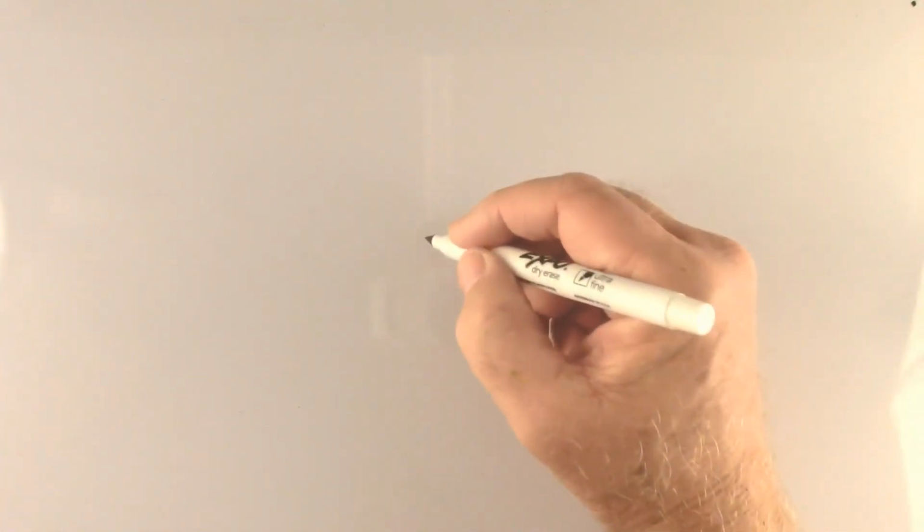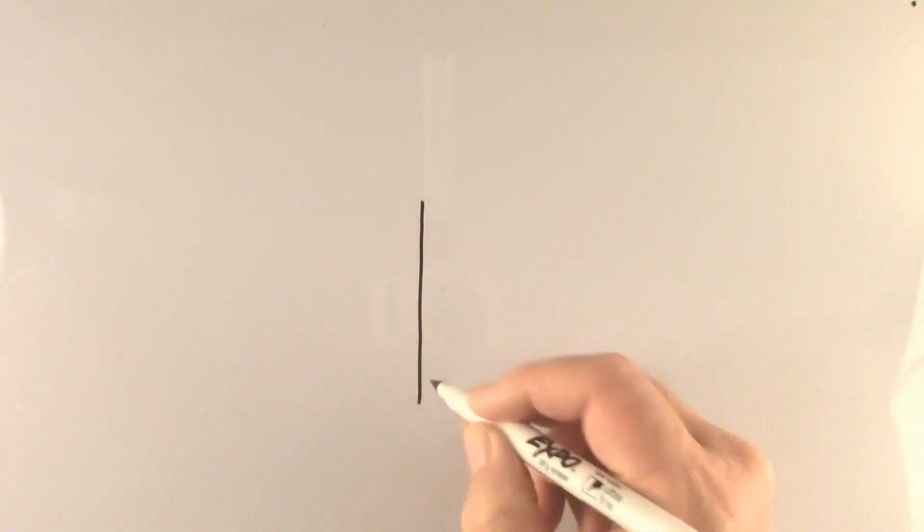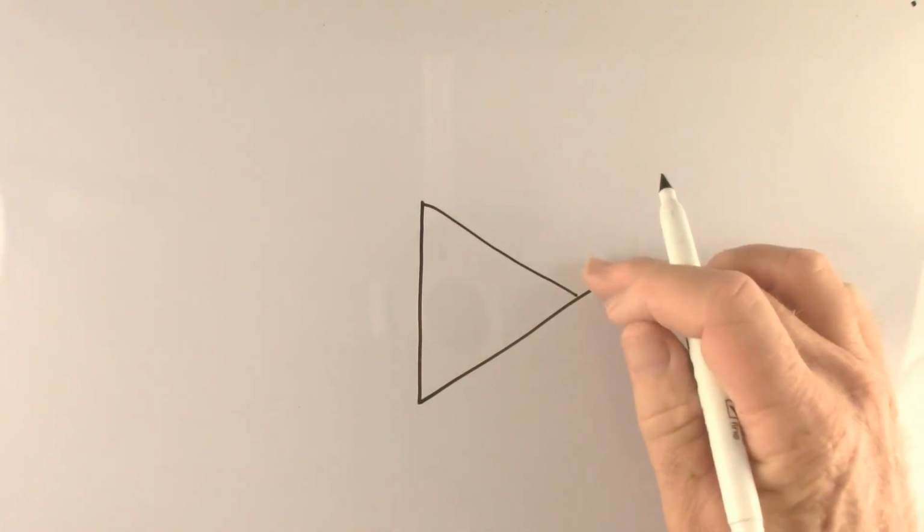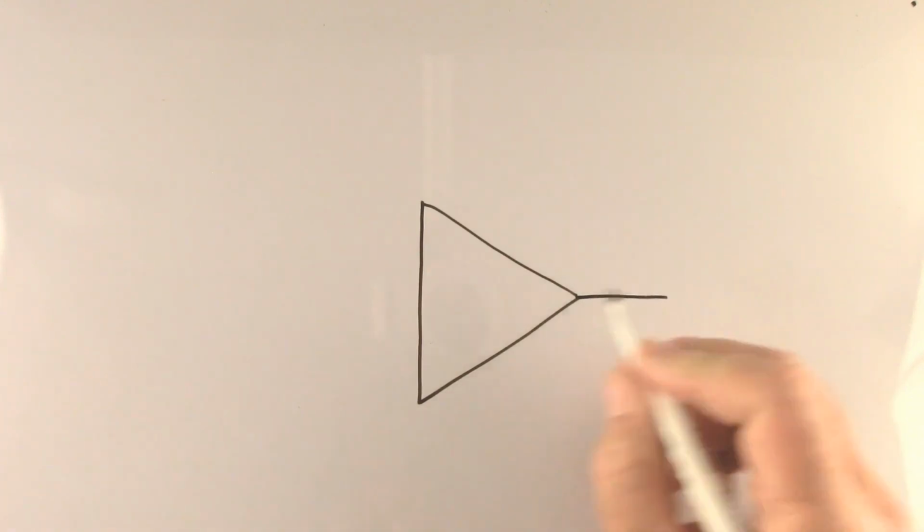In the last video we talked about the non-inverting amplifier. In this video we are going to talk about the inverting amplifier. We'll start by looking again at the non-inverting amplifier as a starting point.